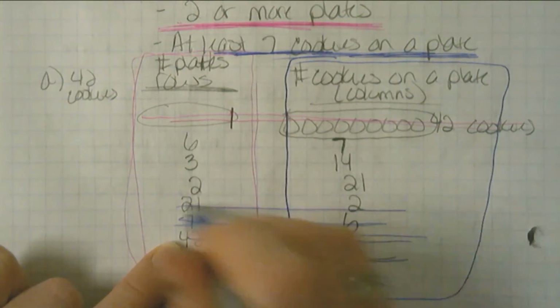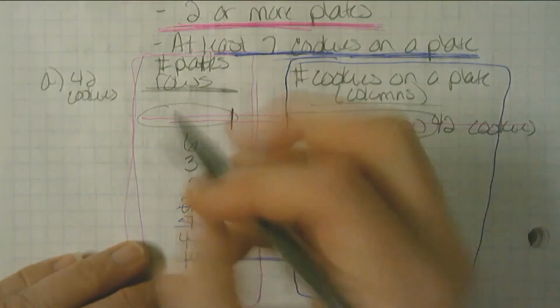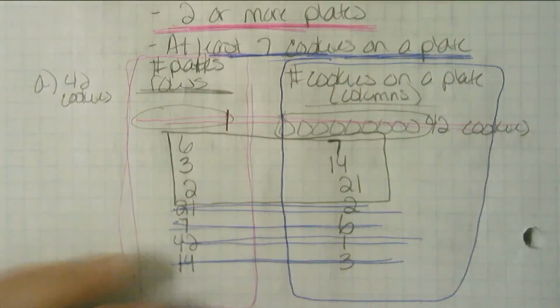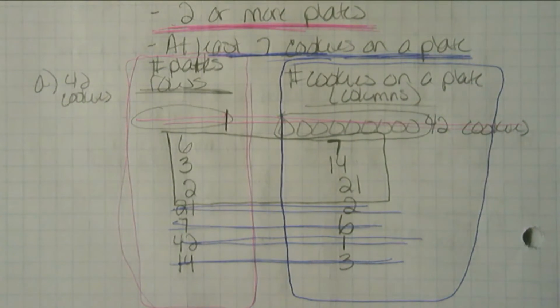21 and 2. So here are my possible combinations right there. 6 plates with 7 cookies on a plate, 3 plates with 14 cookies on a plate, 2 plates with 21 cookies on a plate. You guys cool with that? Are there any that you guys want to talk about before I give you more examples? Okay, put this away, get your notes out.